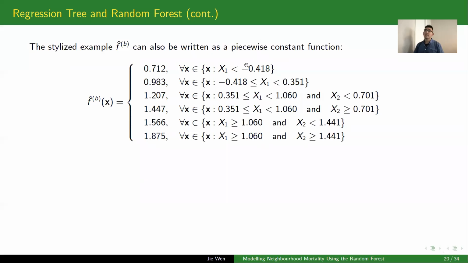And on this particular example, f hat b, instead of drawing that on a 2D plane, we can also write it down as a piecewise constant function, which takes one of the 6 values of the estimate of relative mortality risk. We can see that for a particular RSOA having X as the socioeconomic characteristics, depending on what X1 and X2 are, we can pick up one of the 6 estimates for this particular RSOA, which is quite straightforward to show here.